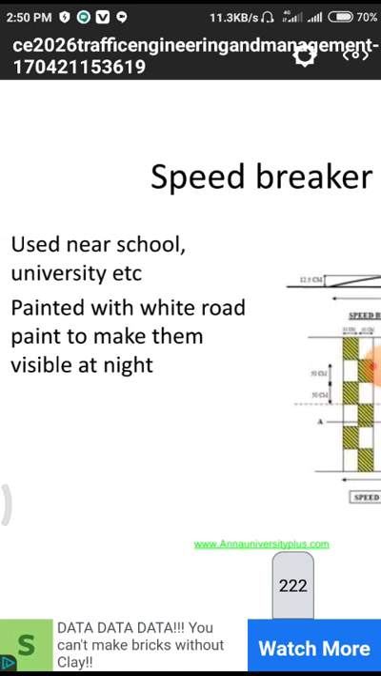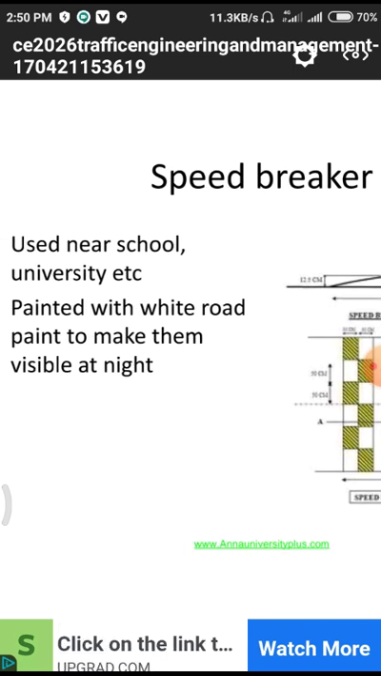Next one, what is a speed breaker? On normal roads we observe these speed breakers. What is the purpose of installing a speed breaker? In heavy traffic-prone areas, in those particular zones, we have a huge amount of traffic with respect to pedestrians and others, so there may be a huge amount of traffic compared to normal junctions and others.